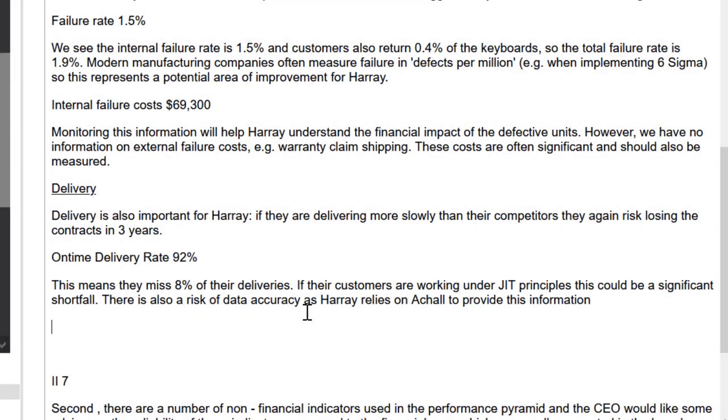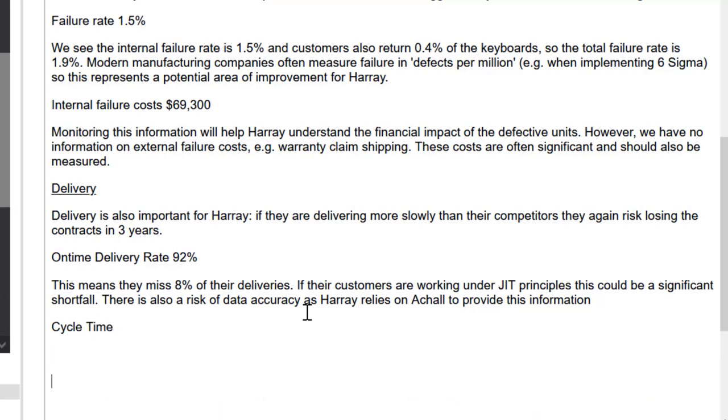Now, if I have more time, let me comment on the fourth operational area of performance under the pyramid, and that is cycle time. Here we have the opportunity to demonstrate some professional skepticism. We can use the same approach. We could say why cycle time is important, but we can also comment that they are measuring cycle time with working capital metrics. And that's nice, but it's not about operational cycle time.